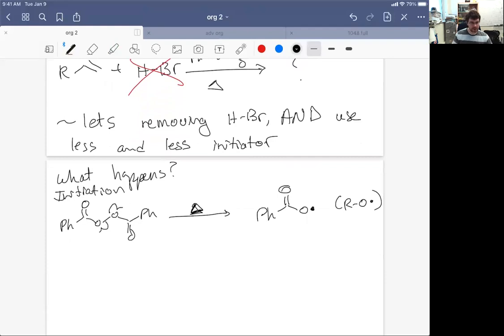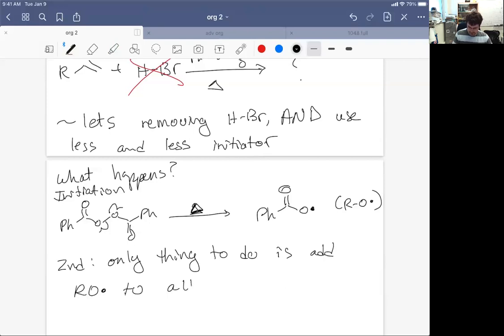Well, now we don't have any HBr to provide a source of protons for proton or hydrogen abstraction. It's not proton abstraction because you get an electron with it. Hydrogen abstraction. We don't have any of those around. So what do we do instead? Well, the only thing to do is add RO dot to the alkene.